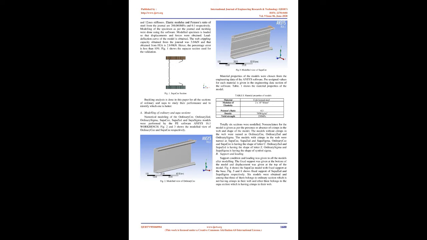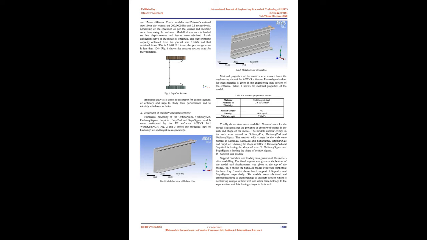Elastic modulus and Poisson's ratio of steel from the journal are 200,000 MPa and 0.3 respectively. Modeling of the specimen as per the journal and meshing were done using the software. The modeled specimen is loaded so that displacements and forces were obtained. The load deflection curve of the model is obtained. The web crippling capacity obtained from the journal was 3.04 kN and that obtained from FEA is 2.849 kN. Hence, the percentage error is less than 10%.